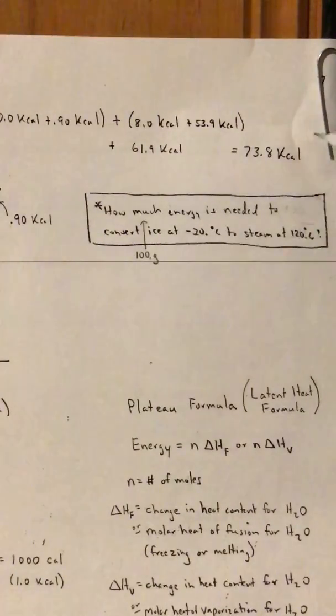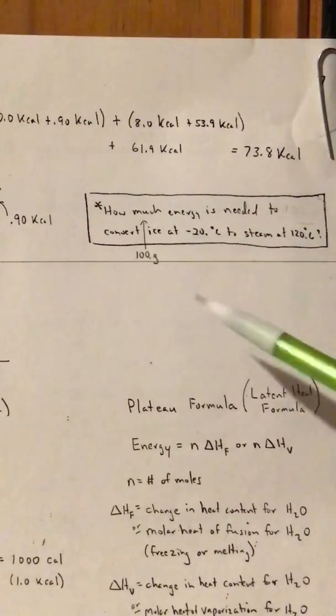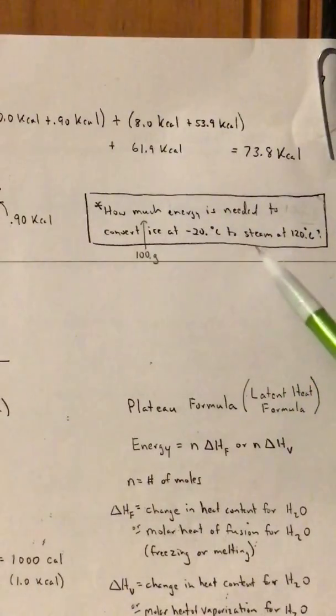It looks like I see an answer here, 73.8 kcal, which stands for kilocalories. Let's look at how we're going to get to that. We're going to start with ice. We're ultimately going to heat up the ice, then convert it to liquid, then heat up the liquid, convert it to steam, and then heat up the steam to 120 degrees Celsius. And we're going to need to add up all those components. Let's take a look over here.